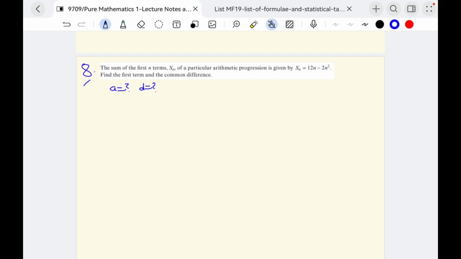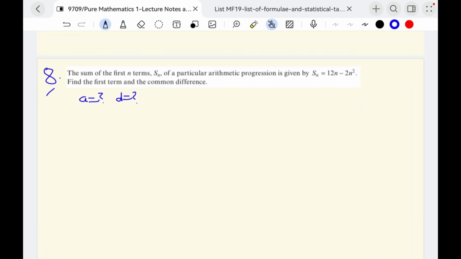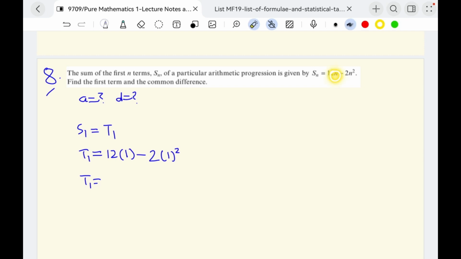Alright, but it only gives Sn. Right? So you should know that S1 is equal to T1. So let's find T1, which is also equal to your A. So just substitute n equals 1 inside it. 12 minus 2. So your A is 10. Easy. But what's the common difference?